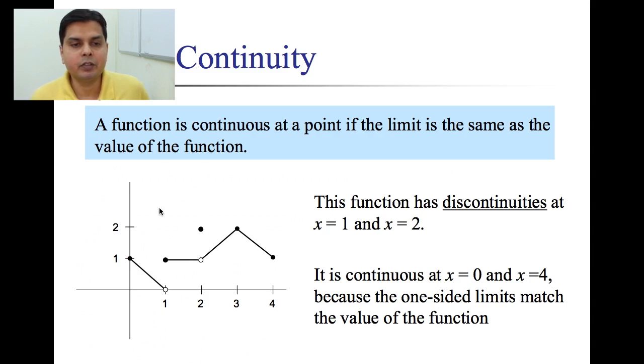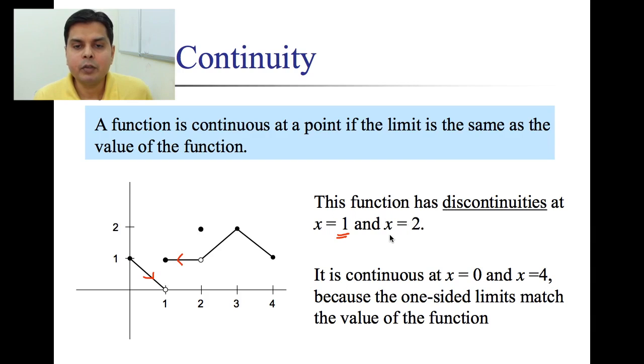Now you can see in this graph, suppose my function y equal to f(x) is defined like this. Then this function has a discontinuity at x equal to 1. Why at x equal to 1? Because at x equal to 1 your left hand limit is going to 1, the right hand limit is this, so the left hand limit is not equal to the right hand limit, so the limit does not exist.